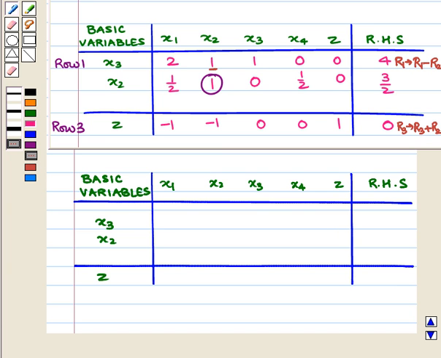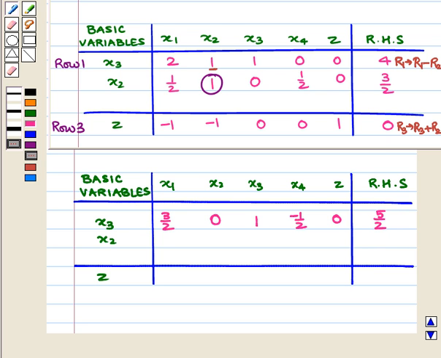In the first row, we have 2 minus 1 by 2 equal to 3 by 2. 1 minus 1 is equal to 0. 1 minus 0 is equal to 1. 0 minus 1 by 2 is equal to minus 1 by 2. 0 minus 0 is equal to 0. And 4 minus 3 by 2 is equal to 5 by 2.